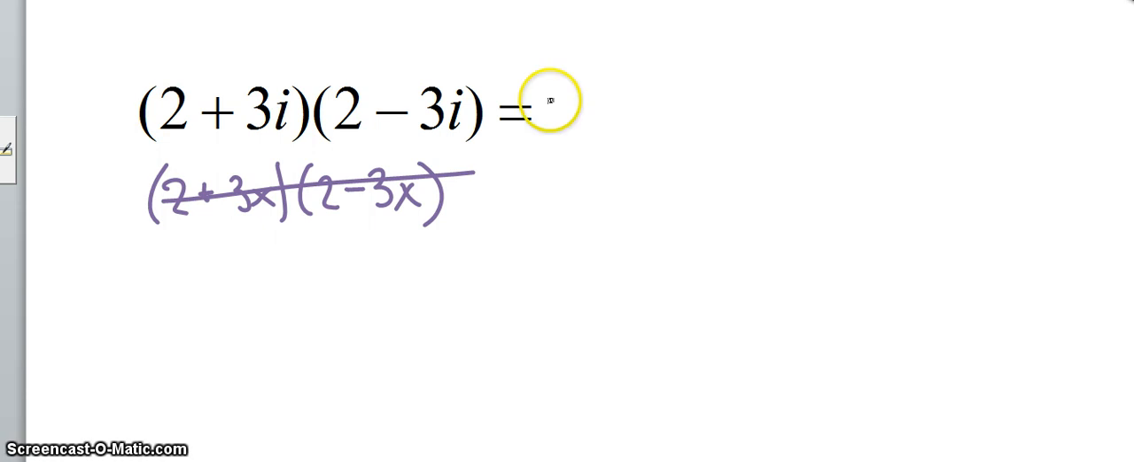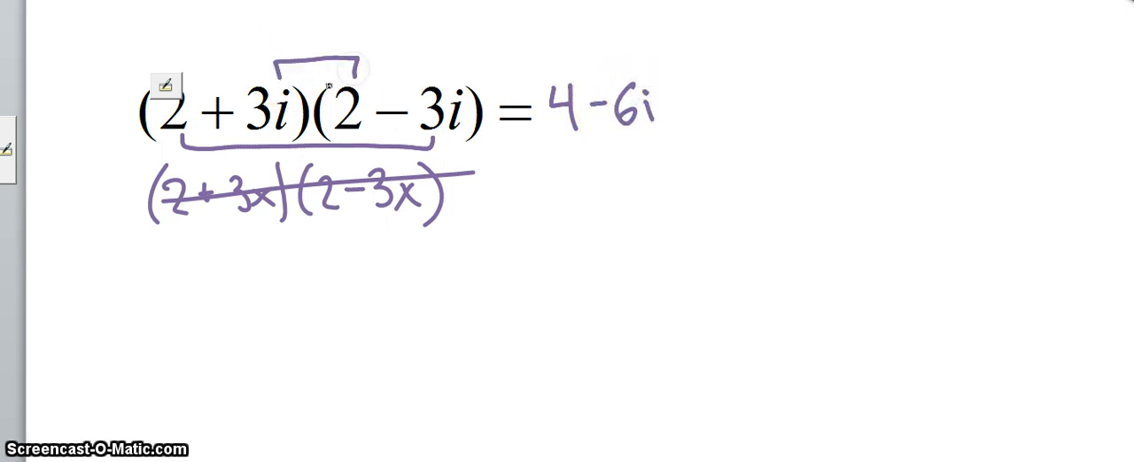So we're going to start with our first terms, which gives me 2 times 2 is 4. My outer terms are 2 and negative 3i, so that gives me negative 6i. My inners are positive 3i and a positive 2, so that gives me positive 6i. And my lasts are going to be 3i times negative 3i.